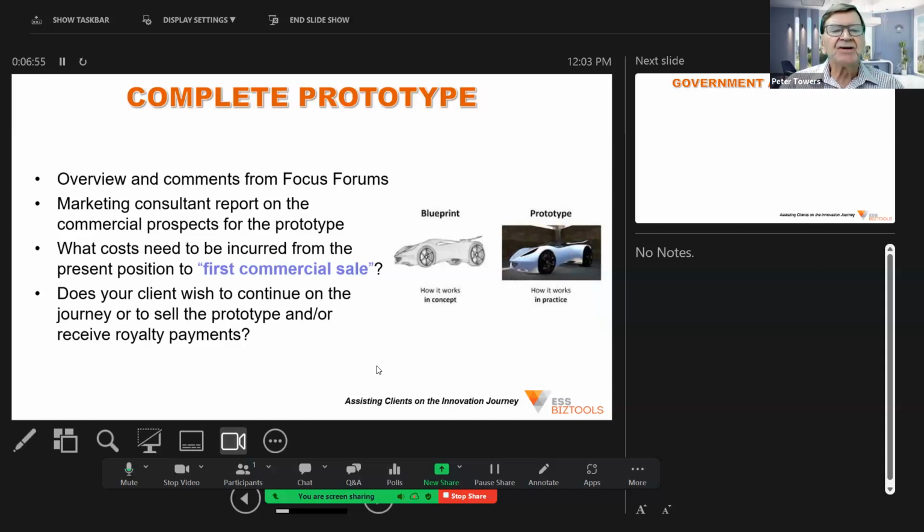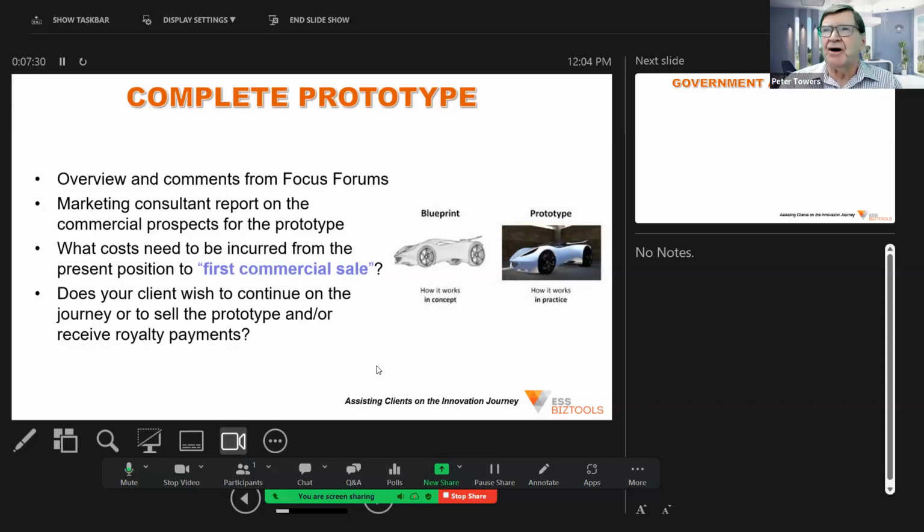They will need a marketing consultant's report on the commercial prospects for this prototype. What's it going to achieve in the marketplace? Why will people buy it? And what price are they likely to pay? How many could be sold? Where are the best sales opportunities? Is it a product that can be exported out of Australia? What costs need to be incurred from now?